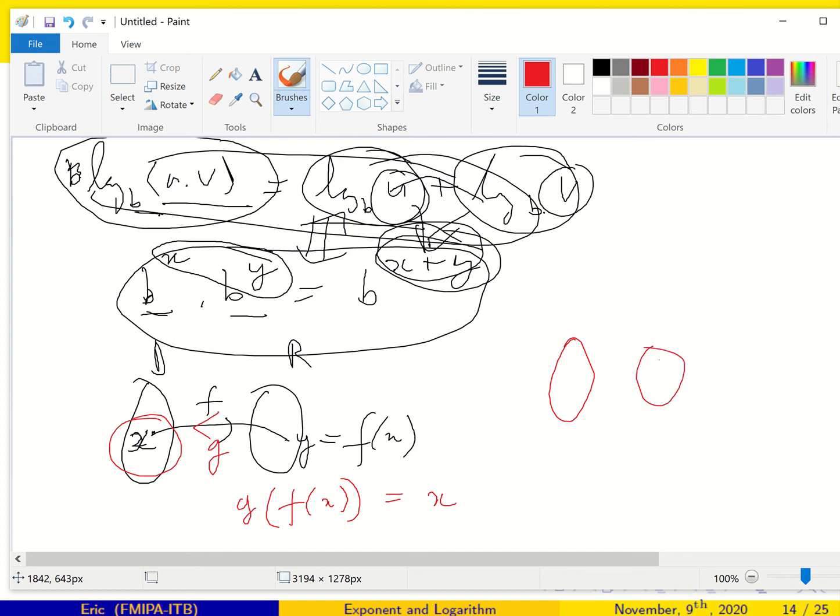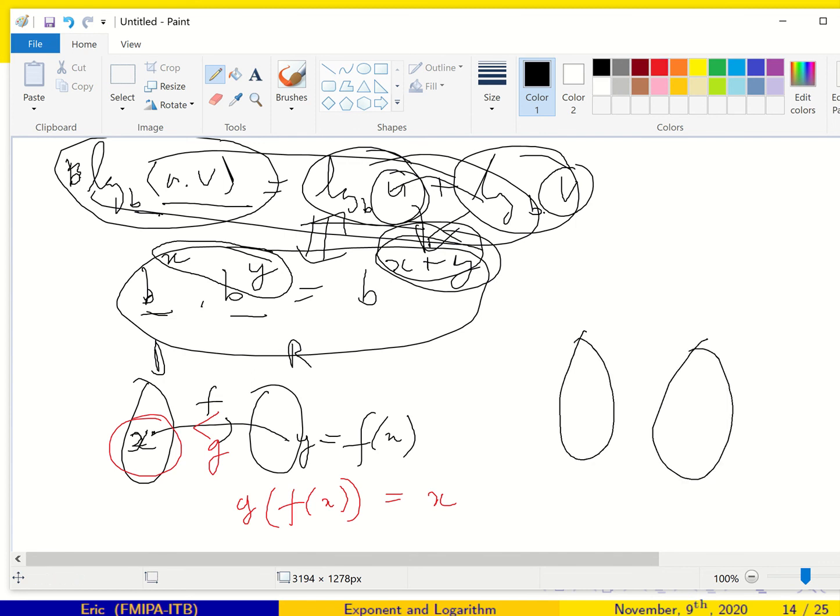The same if I have this. Let's say that this is x, this is f(x). This is g, this is f.